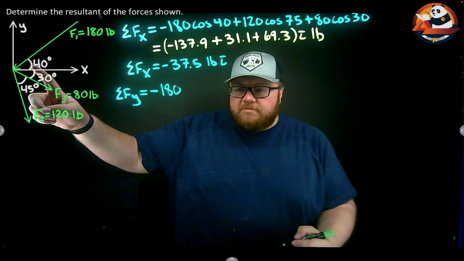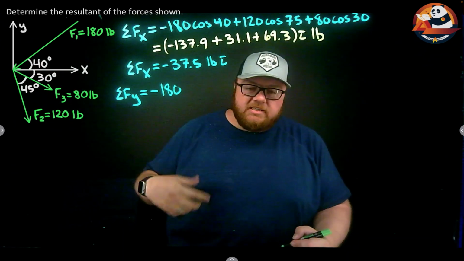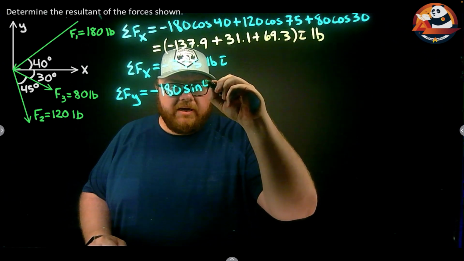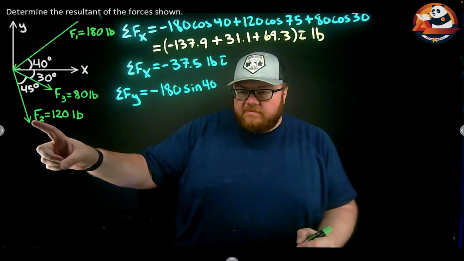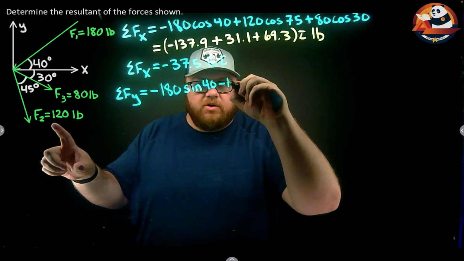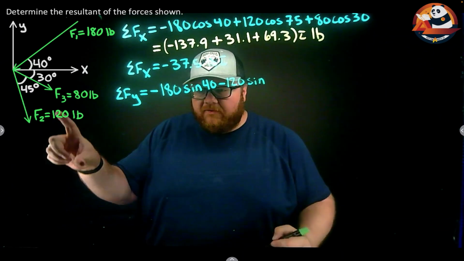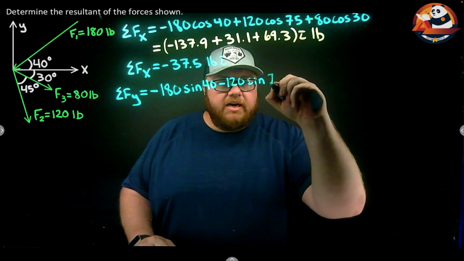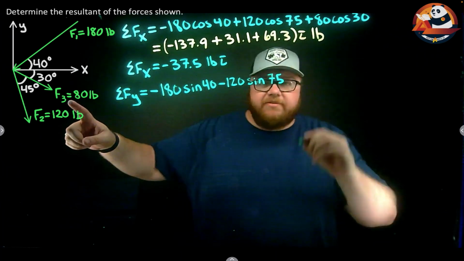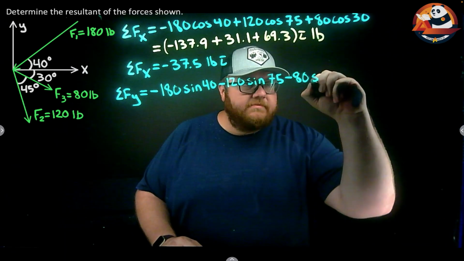And because our angle symbol doesn't touch the axis we're taking a look at, y, the angle symbol touches x, we use sine. So sine of 40. F2 points down, so minus its magnitude, 120, times the sine of 45 plus 30, sine of 75. And then finally, minus, because it's pointing down for F3, minus 80, sine 30.